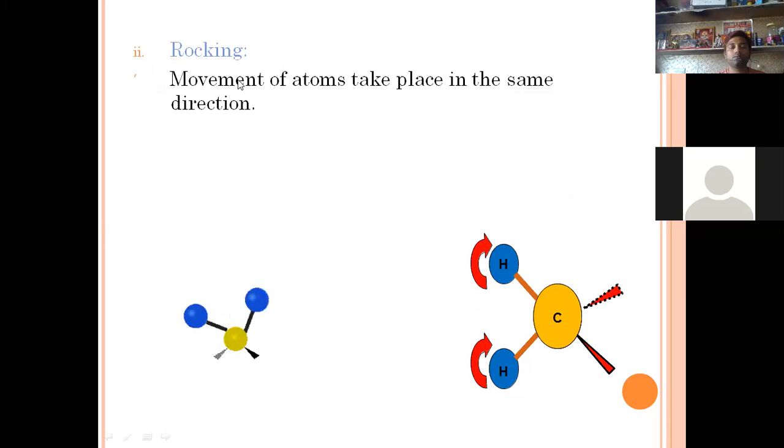The second one, rocking. It's like rocking. Movement of atoms takes place in the same direction, either left side or right side. Like we can see here, either that side or this side. The bonds remain the same length; there is no change in bond length, and there is no change in bond angle. Just rocking in the same direction.